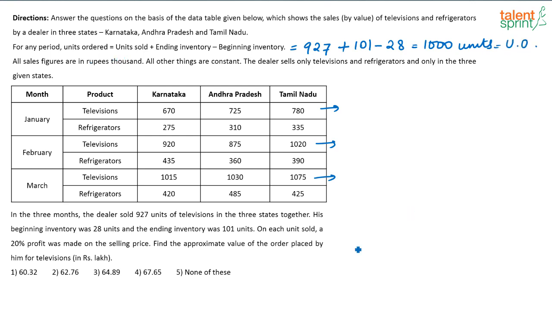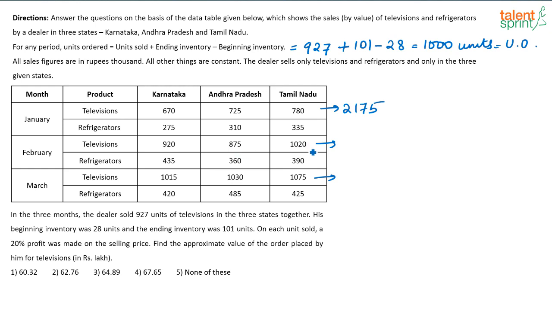Now on each unit sold, a 20% profit was made on the selling price. Find the approximate value of the order placed. So totally what is the sales value? 670 plus 725 plus 780, correct? In January, that is 600 plus 700 is 1300, 1400 plus 600 is 2000, 2000 plus 70 plus 25 plus 80, that is nothing but 2175.